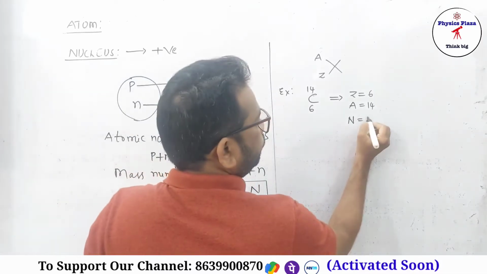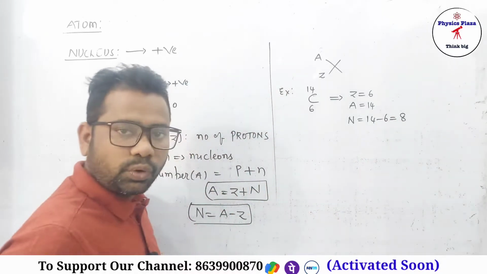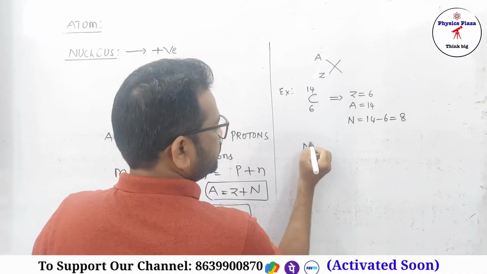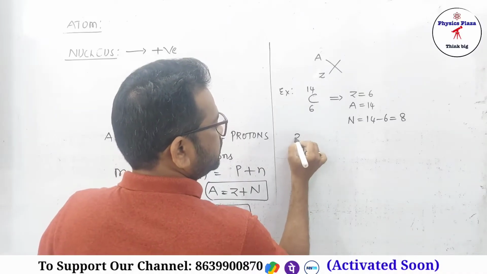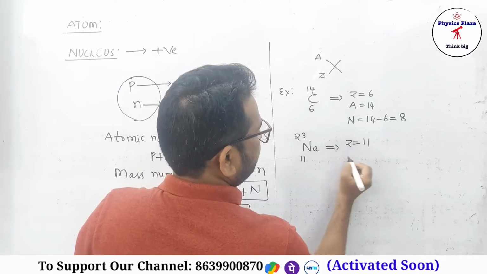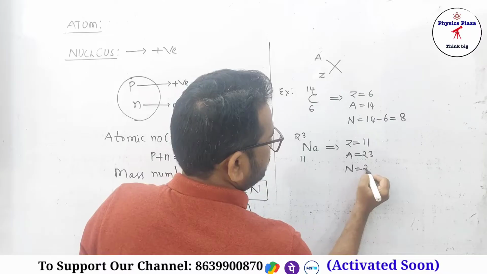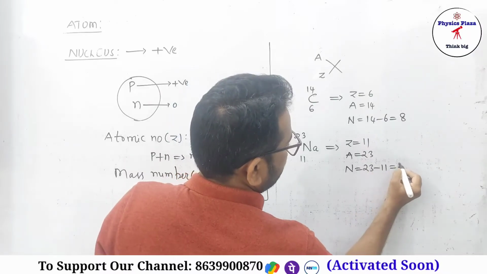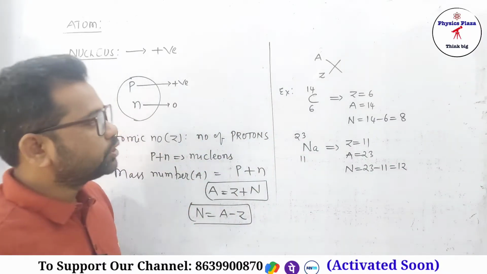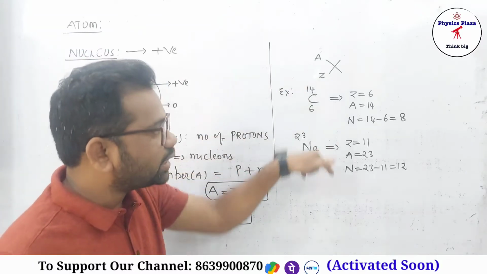So that is 14 minus 6. It is going to be 8. Okay, fine. Let us take one more example. Sodium 11, 23. Here the atomic number is 11, the mass number is 23, and the neutron number is 23 minus 11. It is going to be 12. Clear? So this is how we can represent an atom, and this is how we should calculate the number of neutrons.